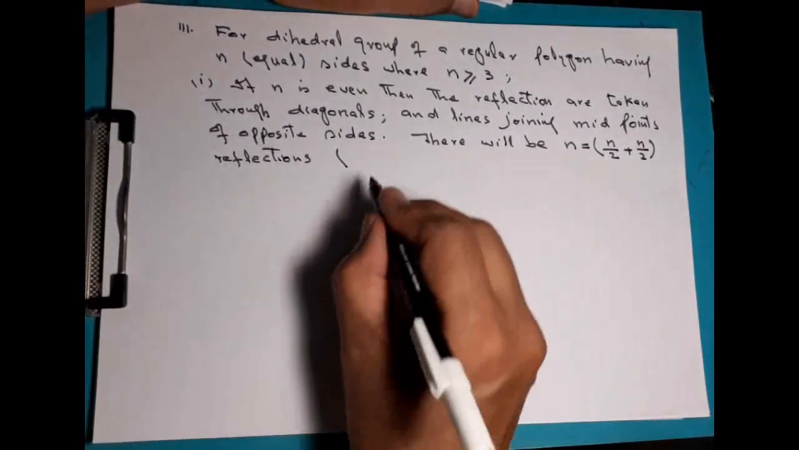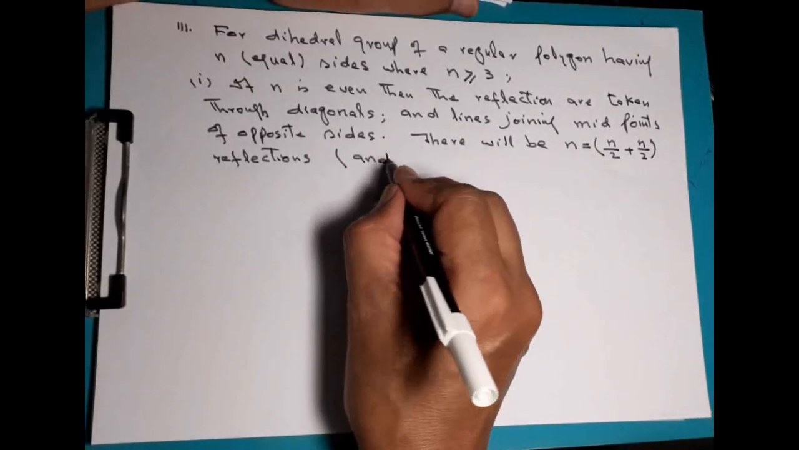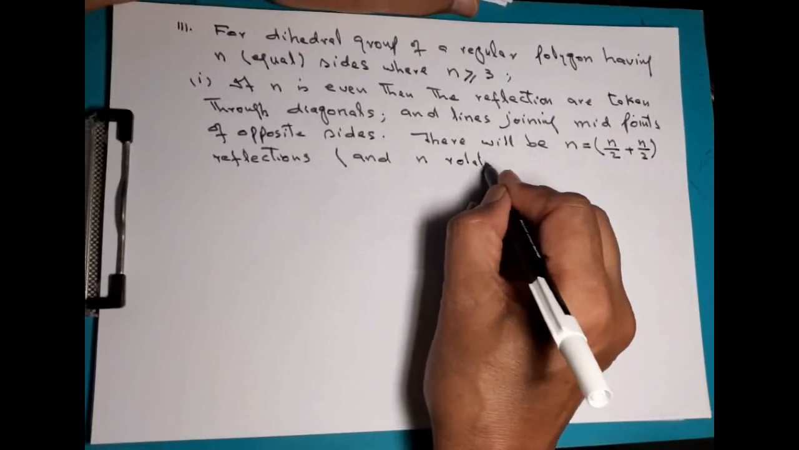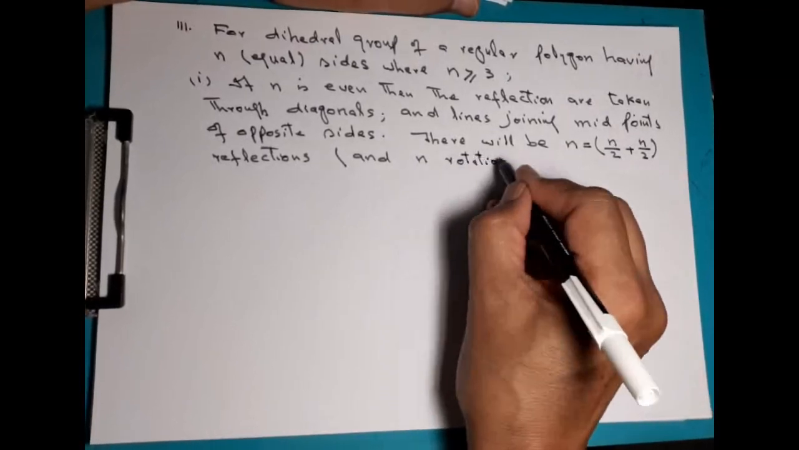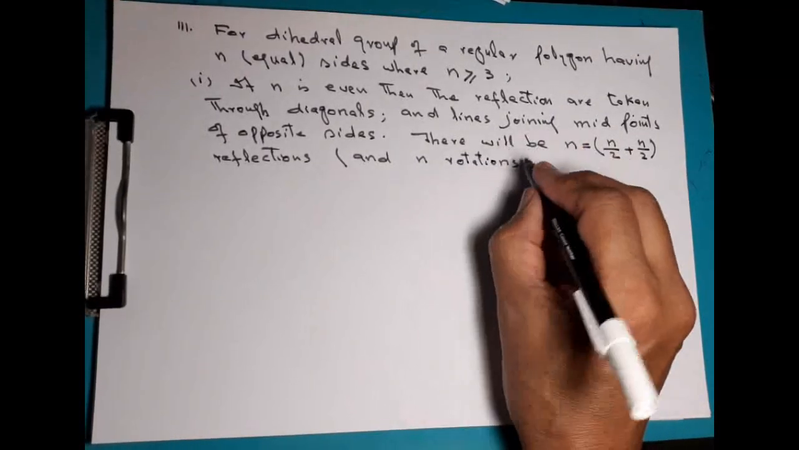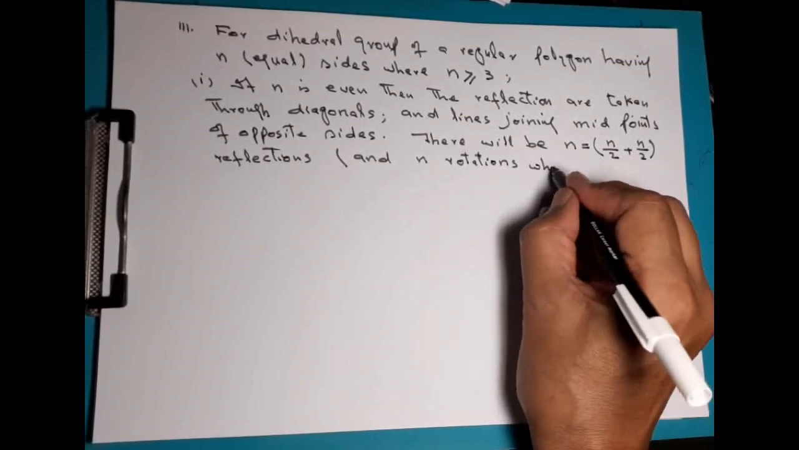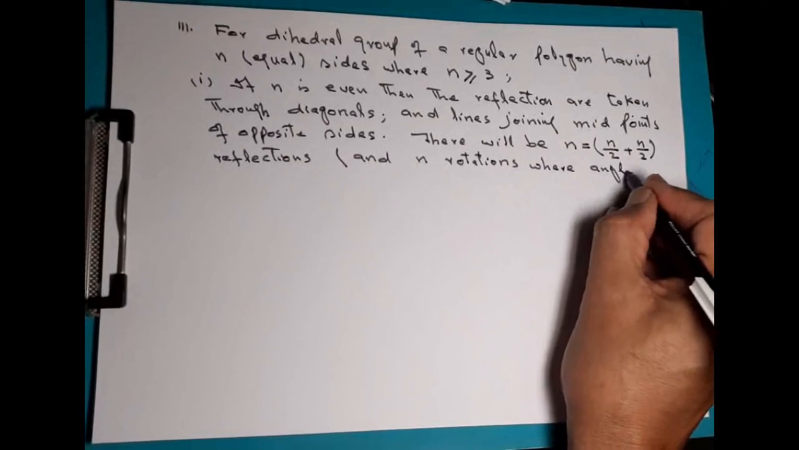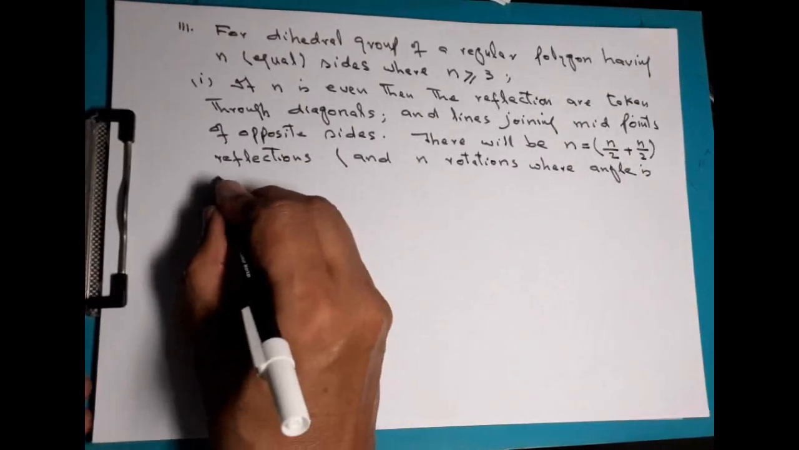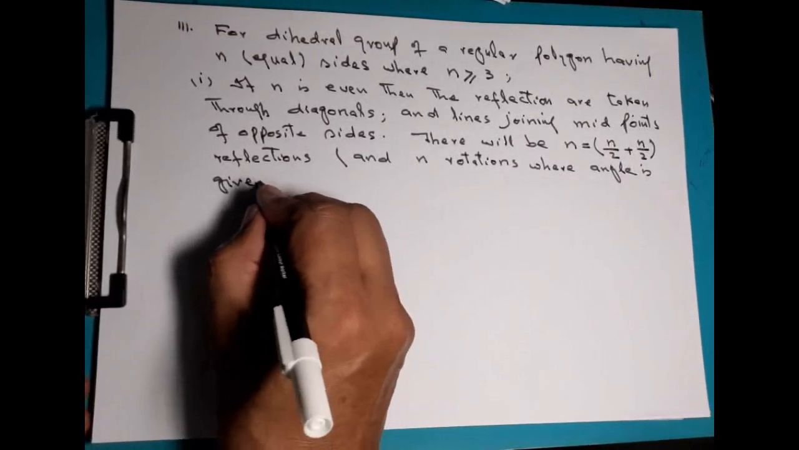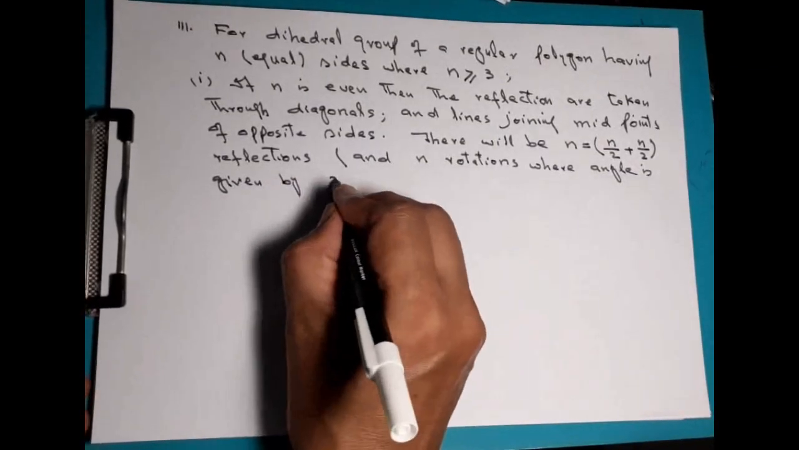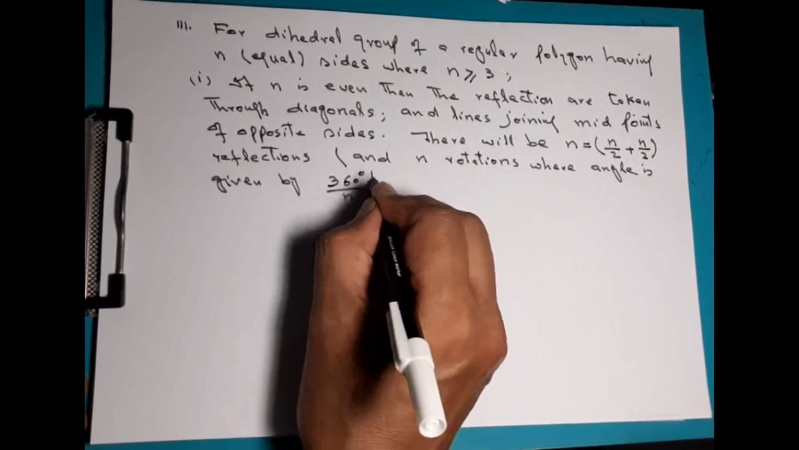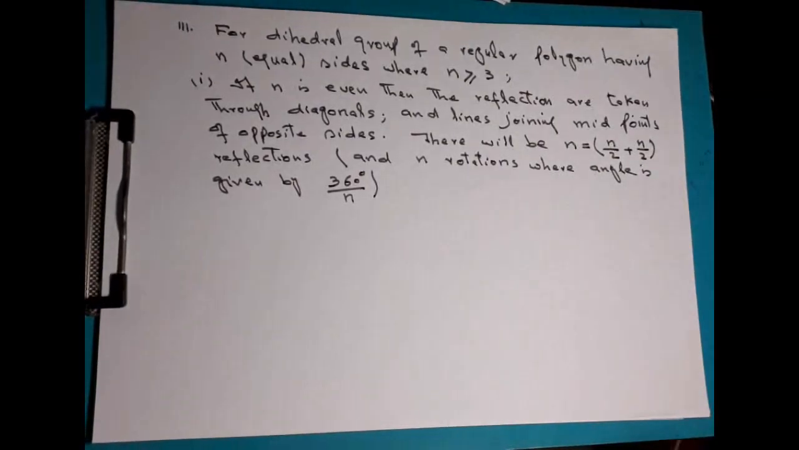Let me write it in brackets, and n rotations, where the angle is given by 360 degrees divided by n. So this will be for even and odd both cases.